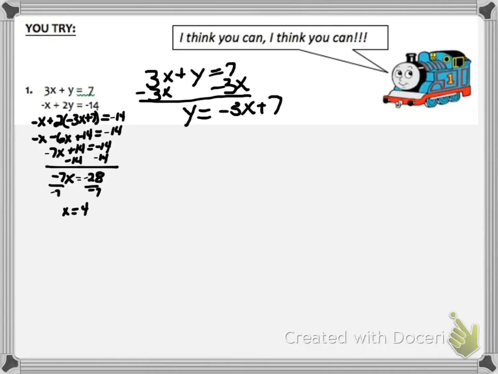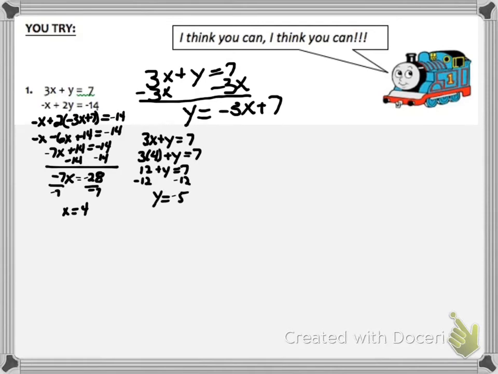Now we've got to remember, we've got to substitute it back in to find out what y needs to be. So I go back to my original equation, 3x plus y equals 7. I plug in the value of 4 for x, 3 times 4 plus y equals 7. And so 12 plus y equals 7. Subtract 12, and we find that y equals negative 5.